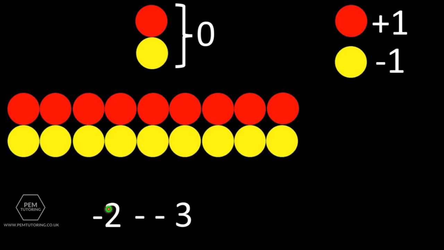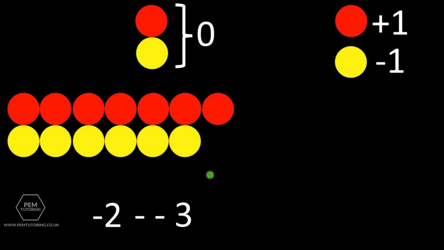If we had -2 minus -3, so if we take away 2 red counters, and then we take away -3 counters, so we take away 3 yellow ones, we get that, so this represents 1. So we can see 2 negatives here. So whenever we see 2 negatives, that means we're adding. So another way you can see that, you're taking away a negative number. So you're removing the negative number.